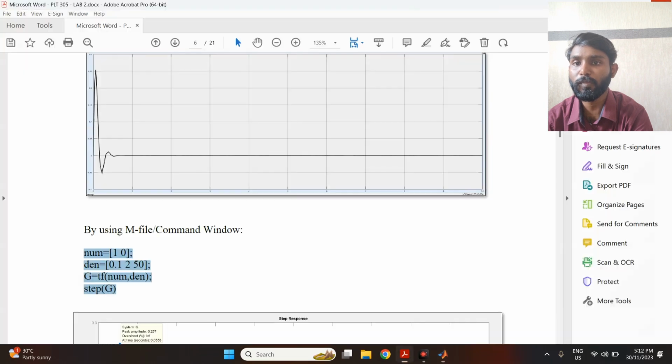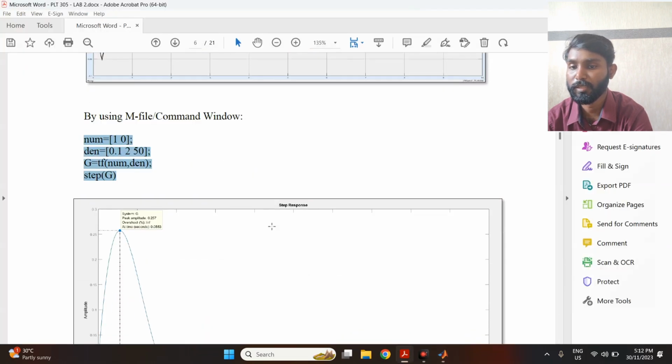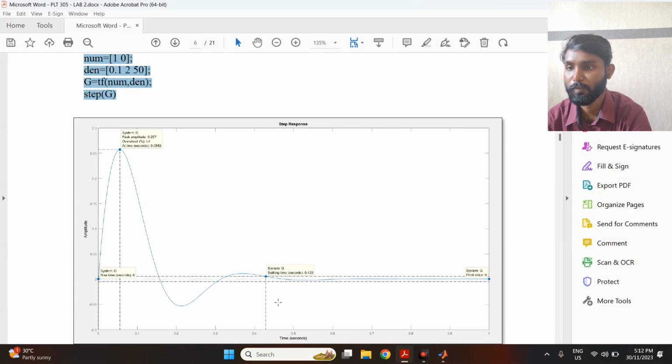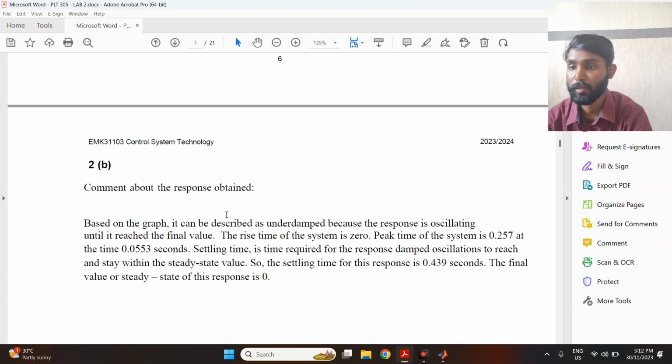So I cancel this, and this is the graph for 1. The comment about this is, based on the graph, it can be described as underdamped because the response is oscillating until it reaches the final value. The rise time of the system is 0, the peak amplitude is 0.25 and the peak time is 0.553 seconds. Settling time is the time required for the damped oscillation to reach and stay within the steady state value. The settling time for this response is 0.439 and the steady state of this response is 0.